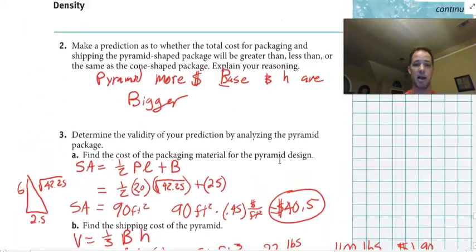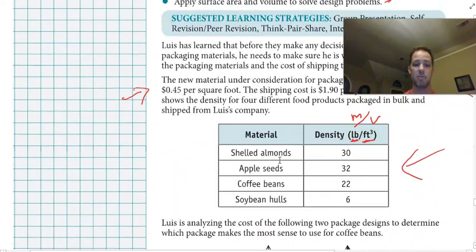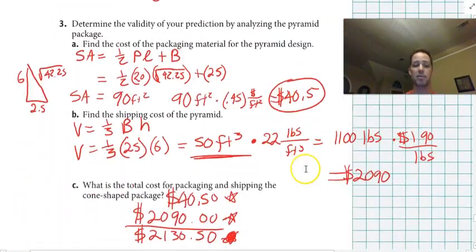So if I compare apple seeds and coffee beans on the table up here, apple seeds are more dense than coffee beans. So even if you put them in the same container, the apple seeds will weigh more because they literally weigh more pounds per cubic foot. So if you have the same amount of volume in there, every 1 cubic foot is 32 pounds of apple seeds, but every 1 cubic foot of coffee beans is only 22 pounds. So the apple seeds would definitely weigh more because they're more dense.